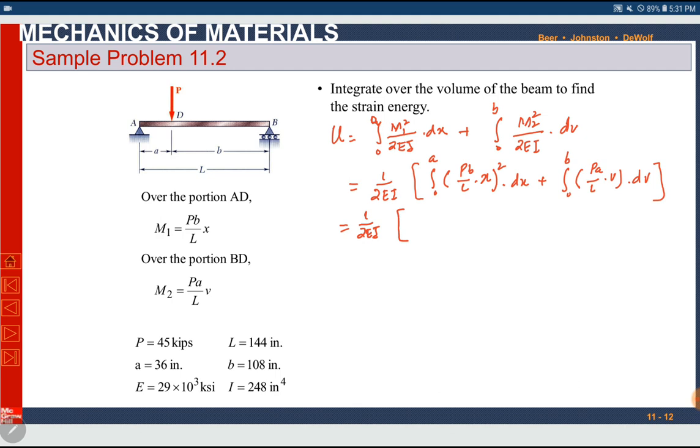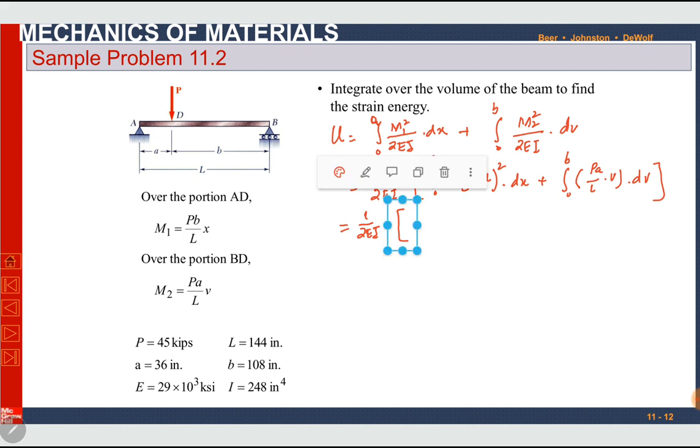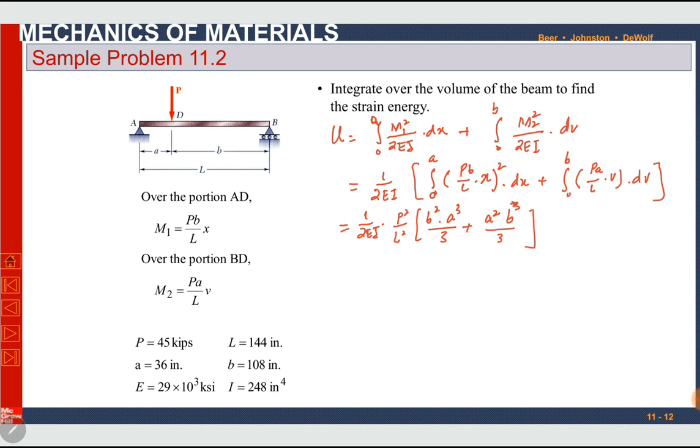Okay, P is constant and L is constant, so we can keep P square over L square as a constant common here, and then inside the bracket it will be B square x cube by 3. So the integral is 0 to a, so it will be a cube by 3. You can do the integration by yourself as well. In this term it will be A square v cube by 3. So v starts from 0 to b, by putting b into v, it will be b cube by 3. I hope the students understand the integration steps.